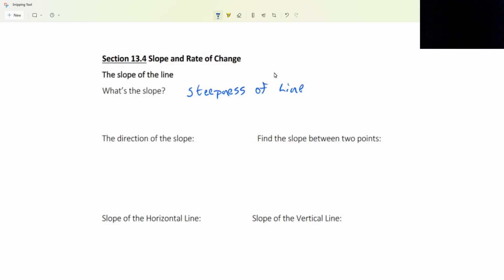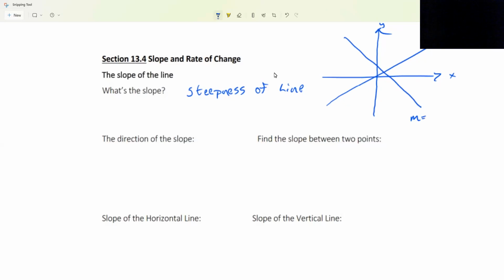Now, when you're talking about linear equations, I'm going to put a little graph. Here's your x-axis, and here's your y-axis. When you're reading graphs, you read them from left to right. As a line moves from left to right, if it's going up, then the slope, and we use the letter M to indicate slope, is positive. Going down from left to right, the slope is negative.